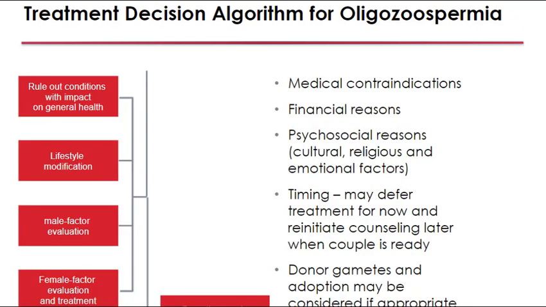Though ART may be necessary, not all couples are ready, emotionally or financially, to accept the treatment. There may be psychosocial reasons, such as cultural, religious, and emotional factors, that impact decision-making. The couple may want to defer treatment for now and reinitiate counseling later. In some cases, when ART is not an option, other treatments may be necessary despite lower efficacy or cost-effectiveness.